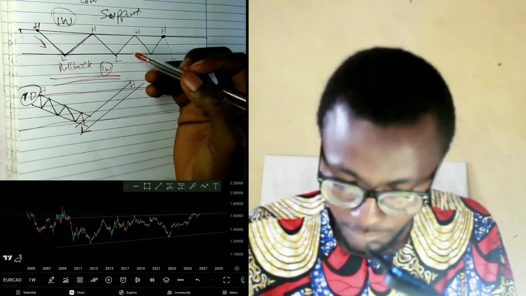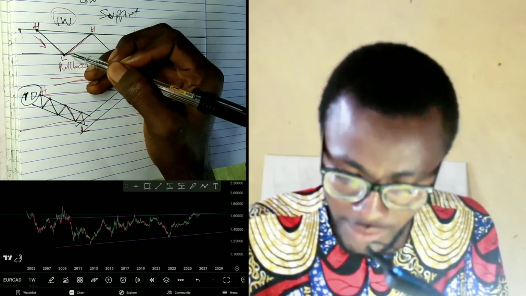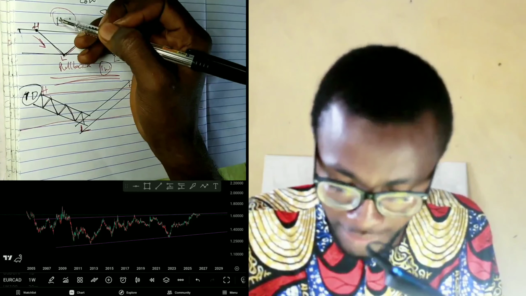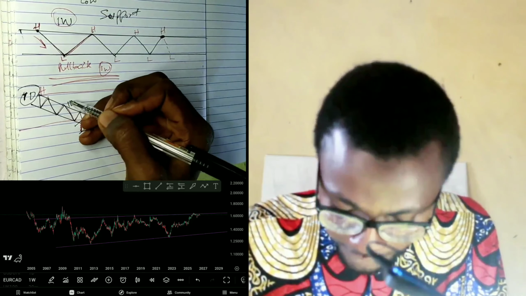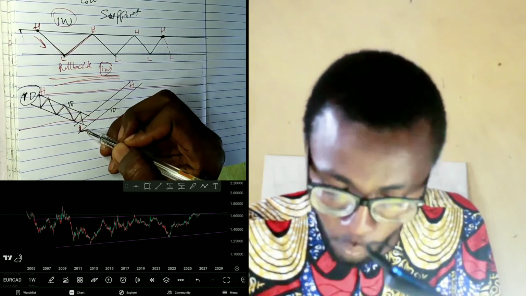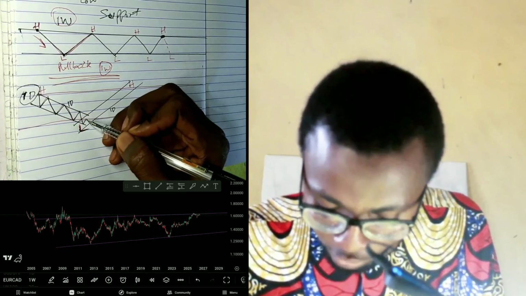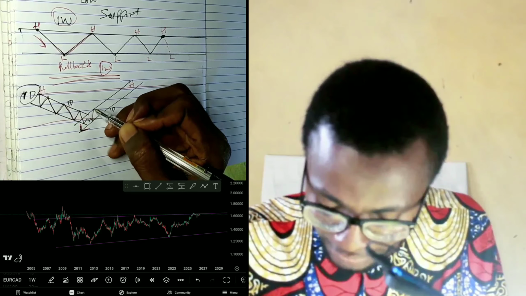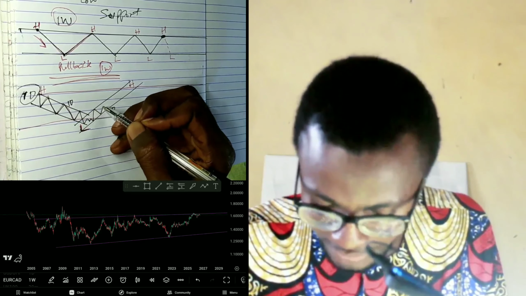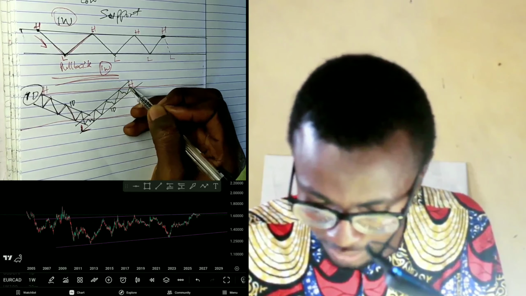You can see that from the low to the high was a bounce in the 1 week time frame. But this is the 1 day time frame. From the low of the 1 week to the high of the 1 week, in the 1 day time frame it is actually more like an uptrend, right? An uptrend.